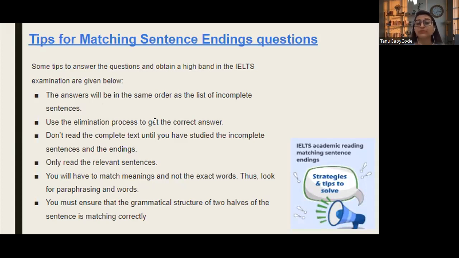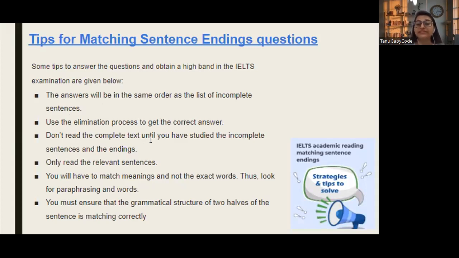Second is use the elimination process to get the correct answer. As I have already discussed before, you have to apply the elimination technique here. If you believe that this answer is not correct, just eliminate it. Do not choose that one. Move to the second answer.